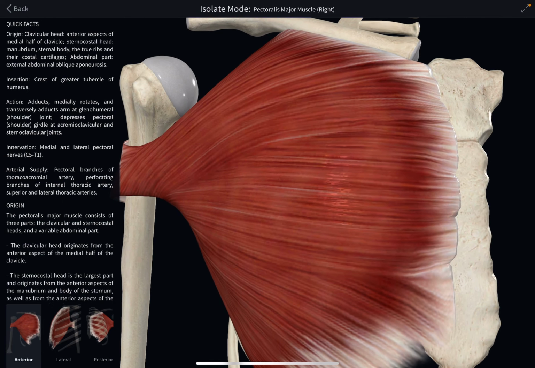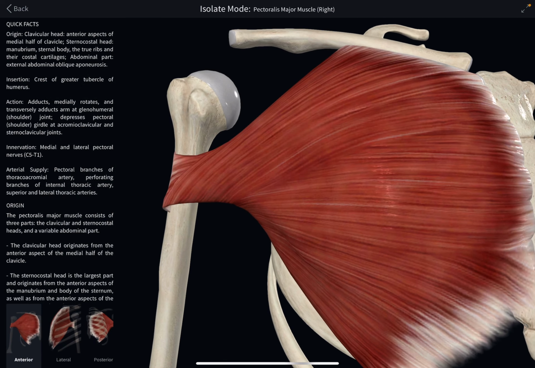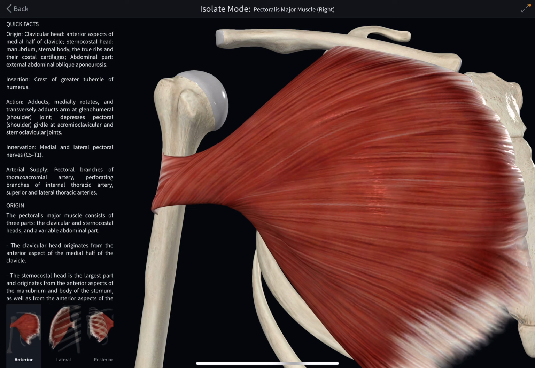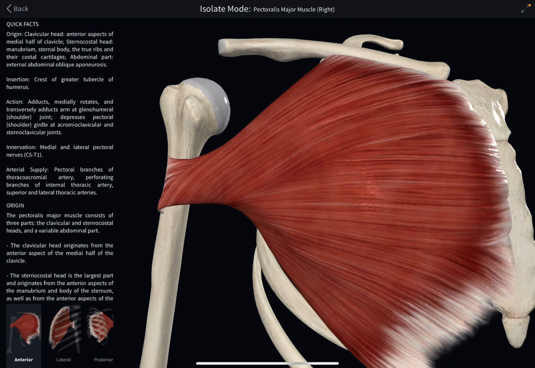Let us imagine only the sternocostal head is contracting. This causes the extension of the arm against resistance, as in climbing. When you lift your arms above, pulling your body upwards through a rope, climbing up a rope, you can imagine that you're pushing your body upwards against the weight of your own body. Your arm extends, it goes backwards, against your weight. So that is extension against resistance.